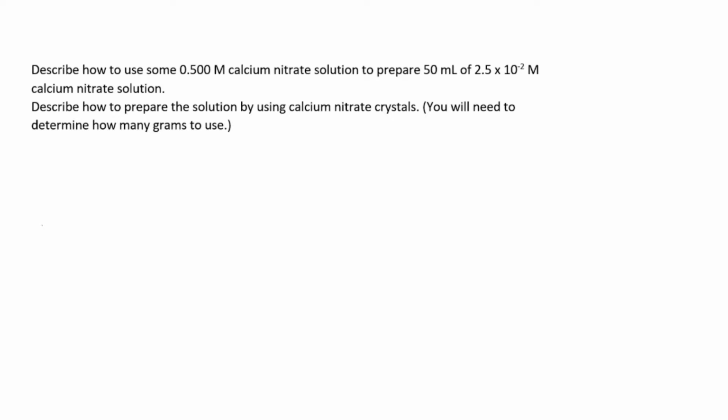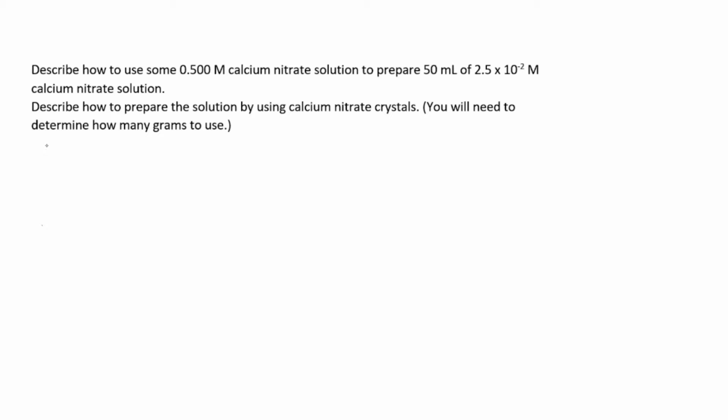Today we're going to look at this question. Describe how to use 0.5 molarity calcium nitrate solution to prepare 50 milliliters of 2.5 times 10 to the negative 2 molarity calcium nitrate solution. Describe how to prepare the solution by using calcium nitrate crystals. You will need to determine how many grams to use.